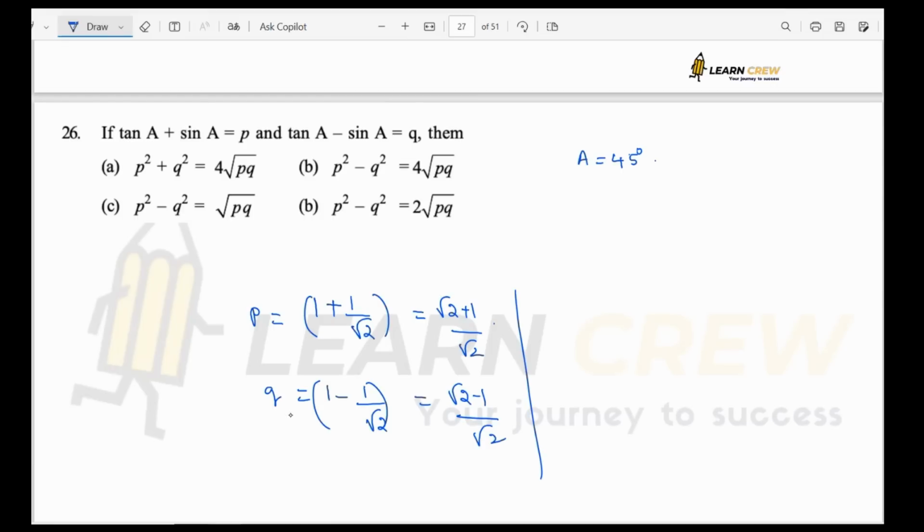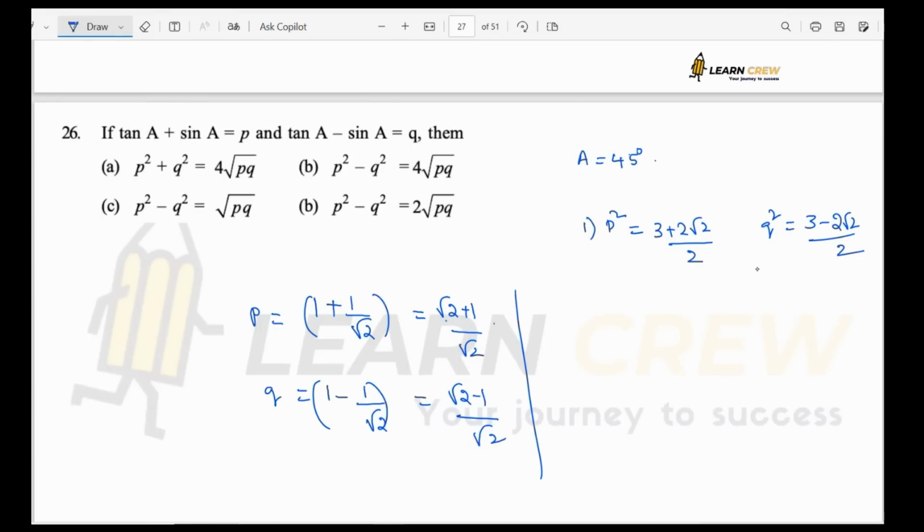Now, which of the following is true? P square plus Q square, if you add these two. See the first option. P square is how much? 2 plus 1, 3. 3 plus 2 root 2, divided by 2 is P square. Am I correct or not? And what is Q square? 3 minus 2 root 2 divided by 2 is Q square.